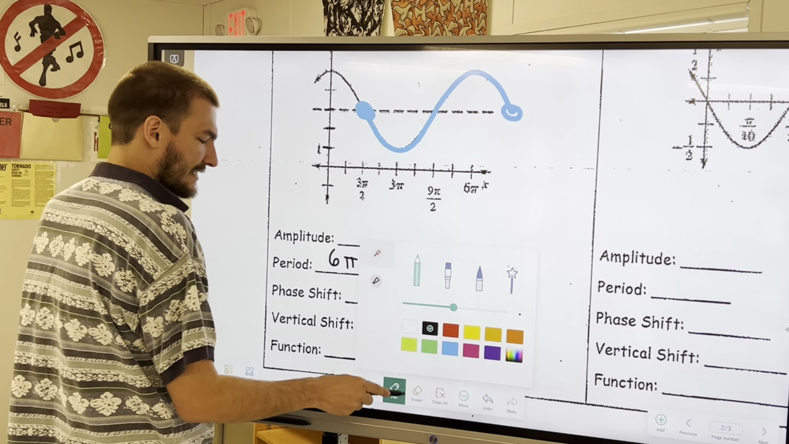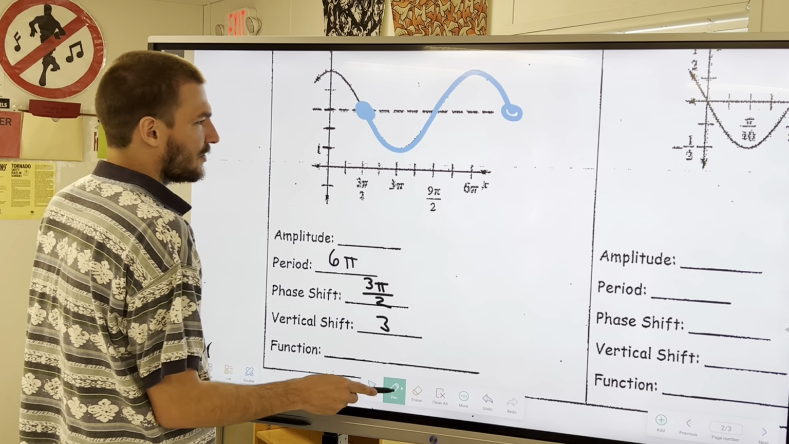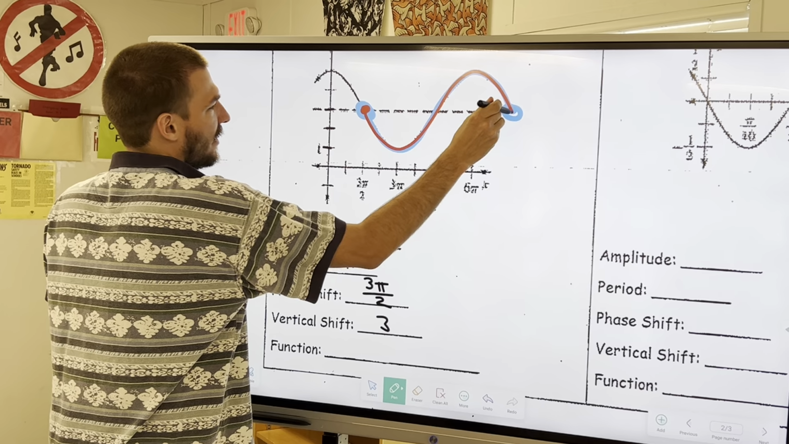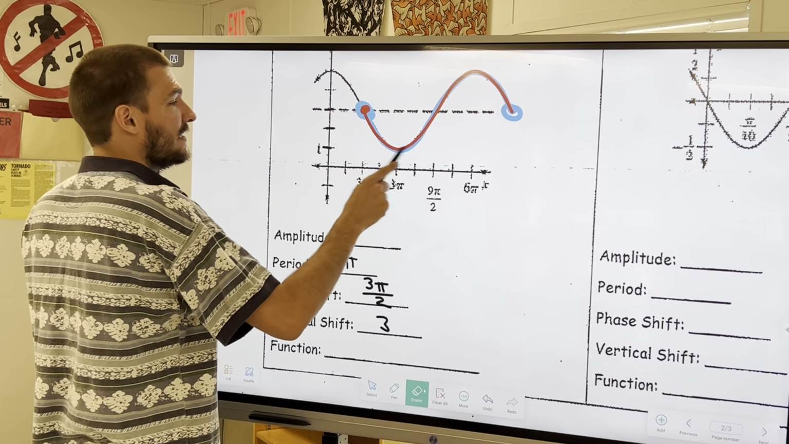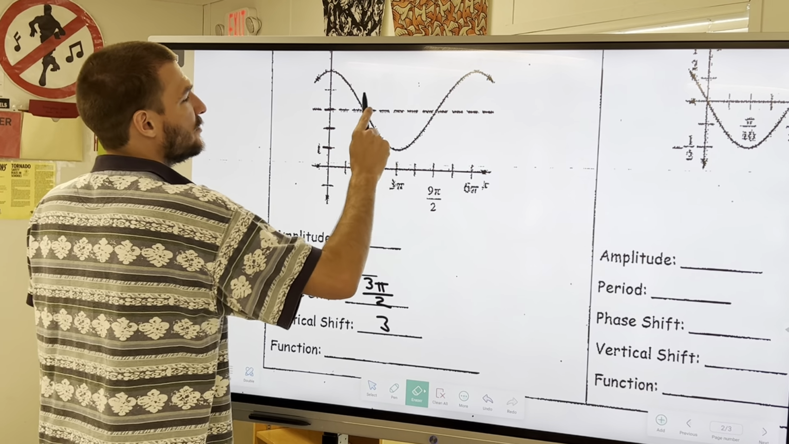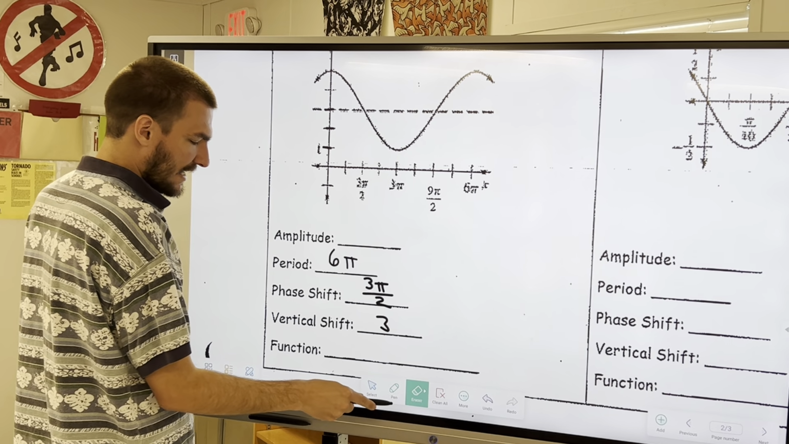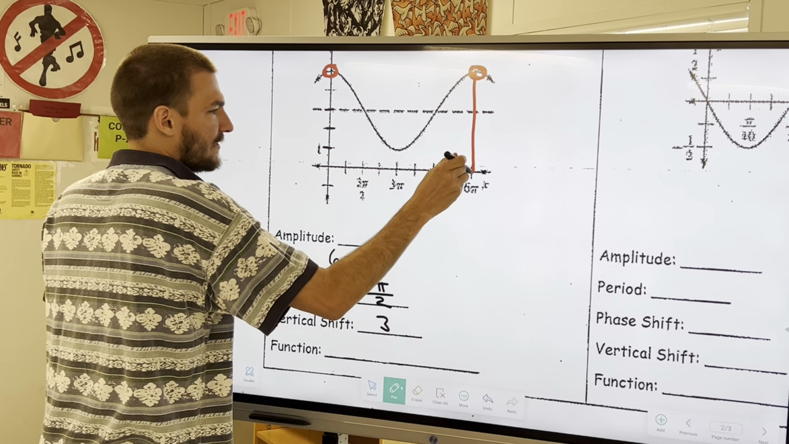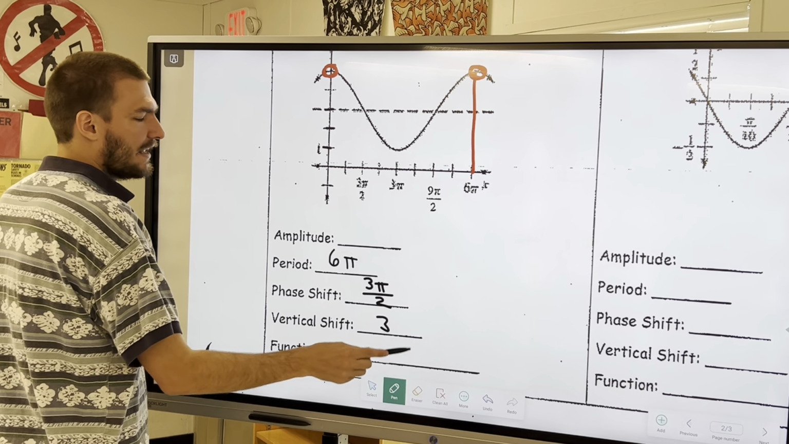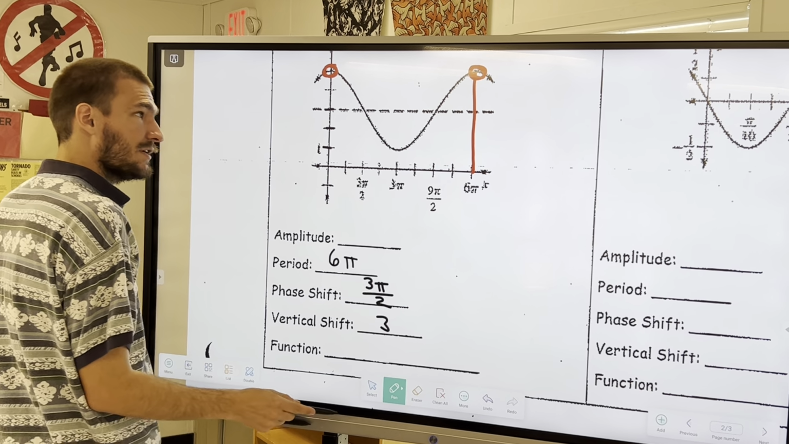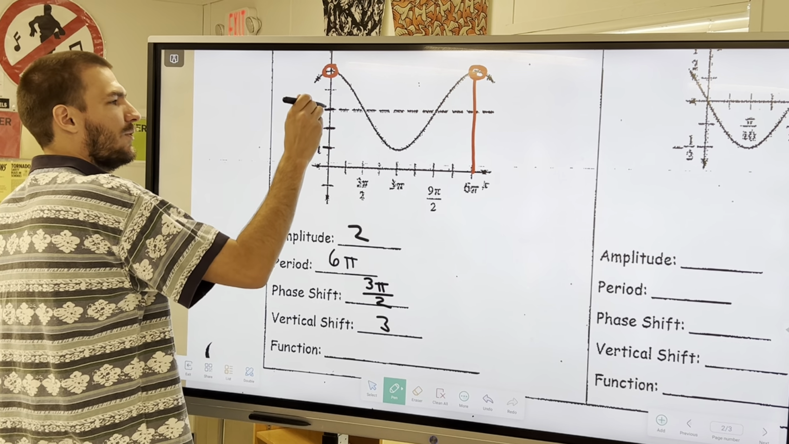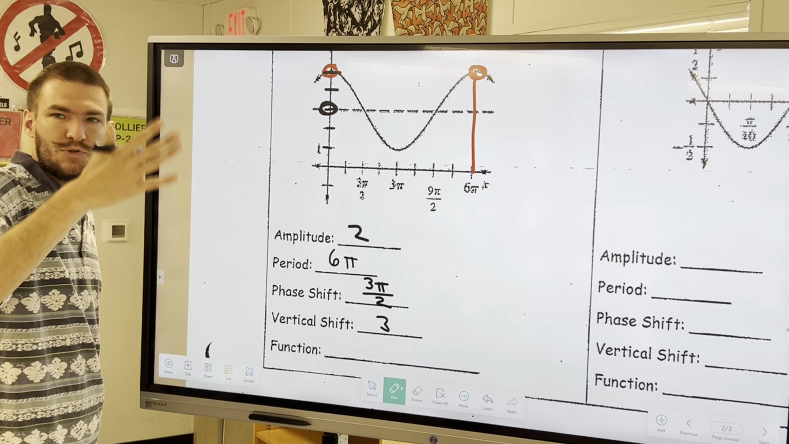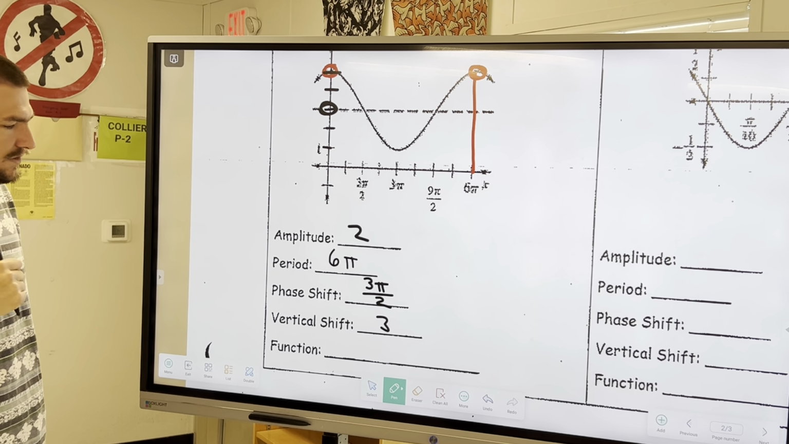Now the period is sneakily becoming one of the harder pieces. I know we like to think of our sine as going from here to there, but when it comes to the period, we just need any 2 spots where it starts to reset. And so start at the top, finish at the top, 6 pi. Nice job. And lastly, the amplitude, 2. We're up at 3, 4, 5. We go up 2 more, so it's an amplitude of 2.